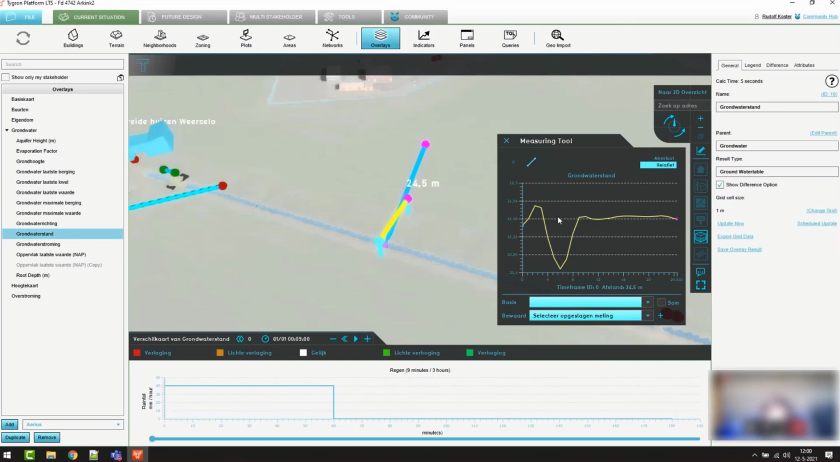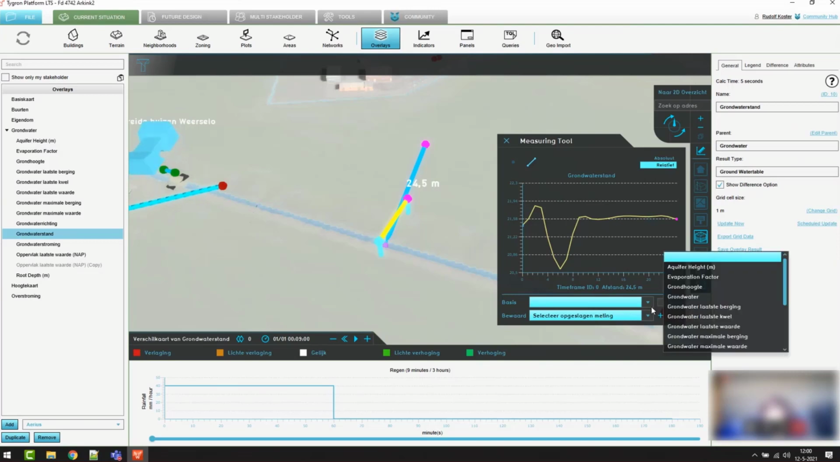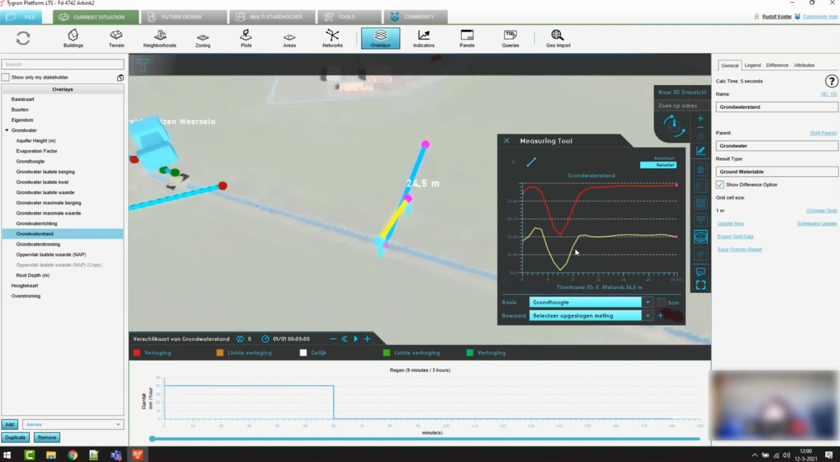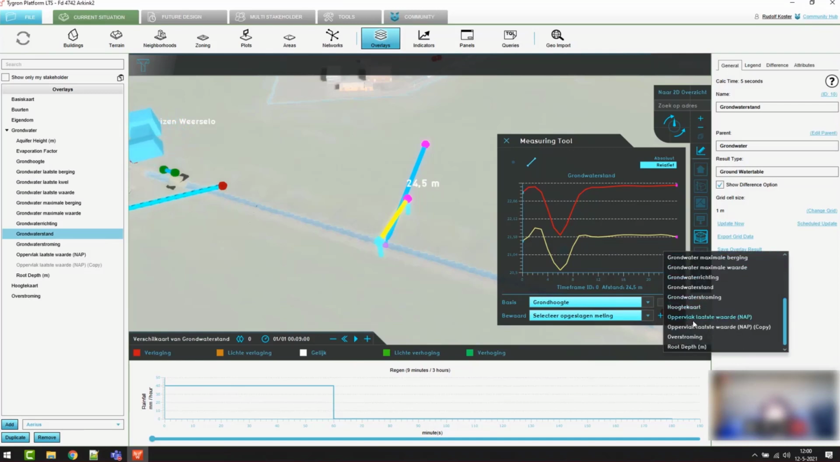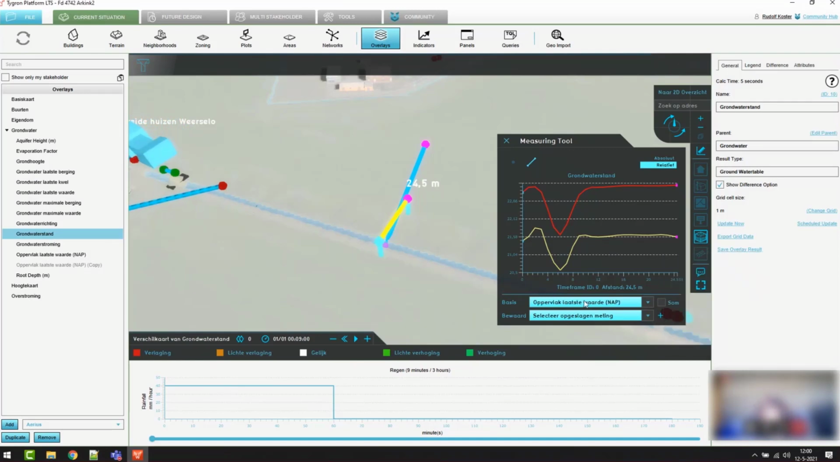So this is at a height of 21 meters relative to datum. The ground height is about 22. So this is where the groundwater level sits. And the good part about this is we have that groundwater table and you can compare that with the surface level value relative to datum.